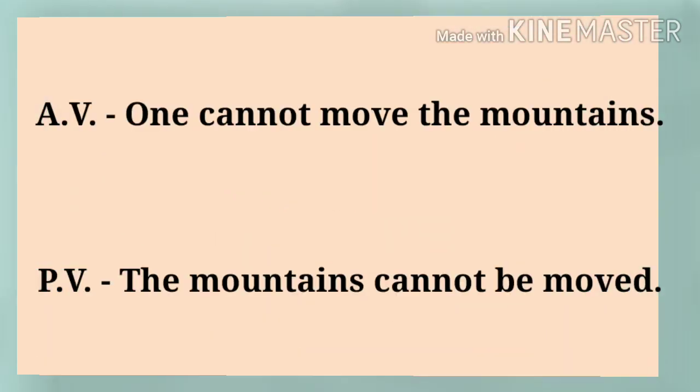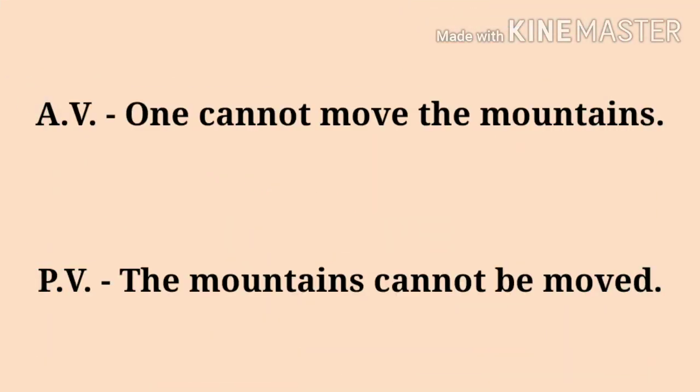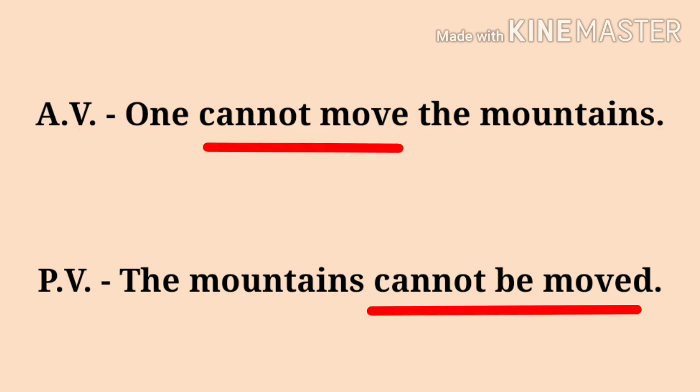Let's see one more example. In active voice, the sentence is, One cannot move the mountains. In passive voice, it becomes, The mountains cannot be moved. So, cannot move changes to cannot be moved. So we add be plus the past participle form of the verb.